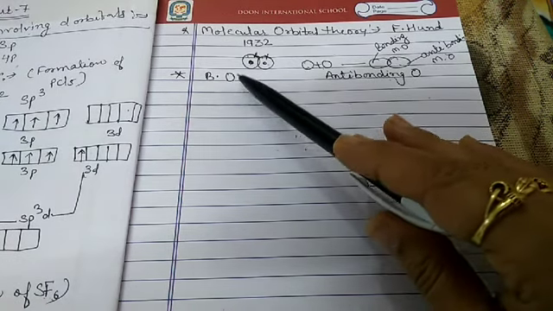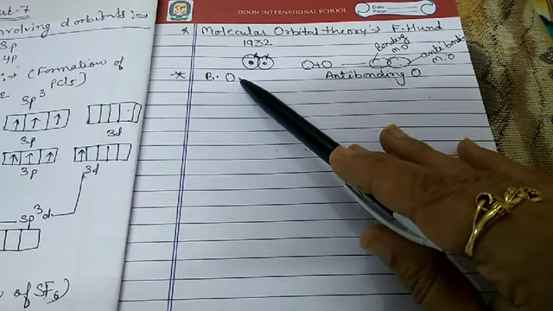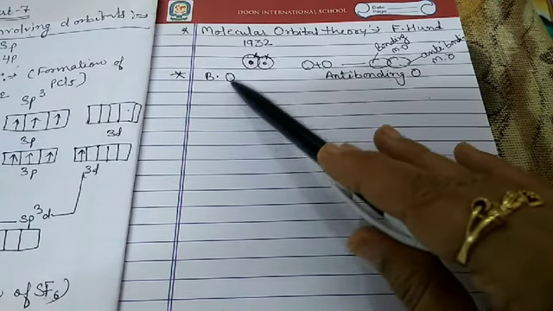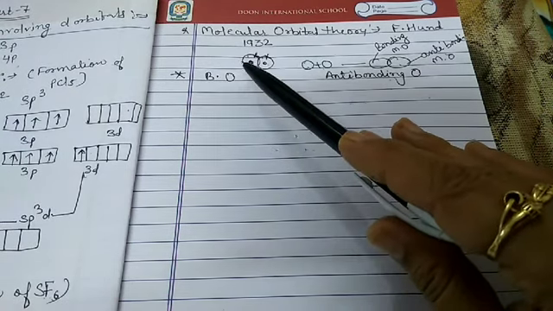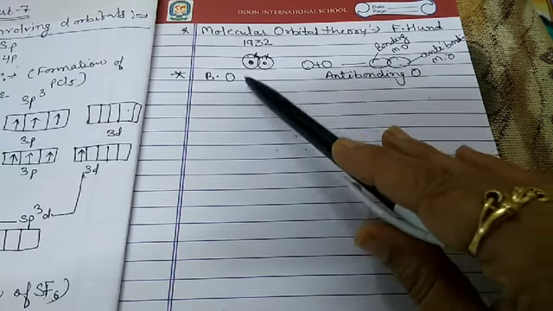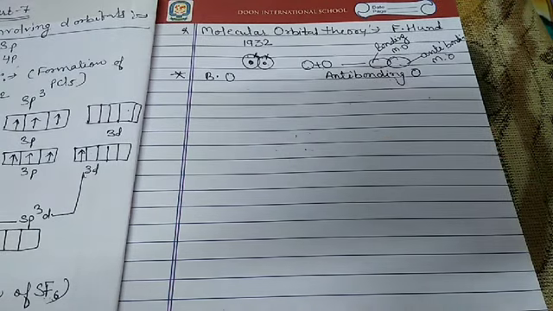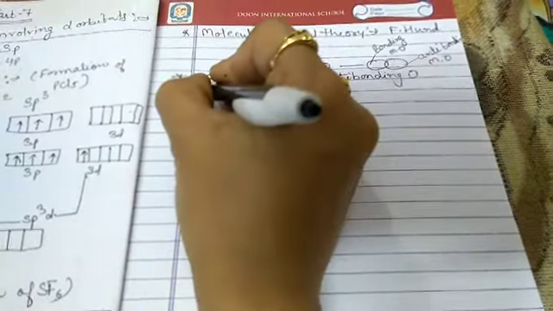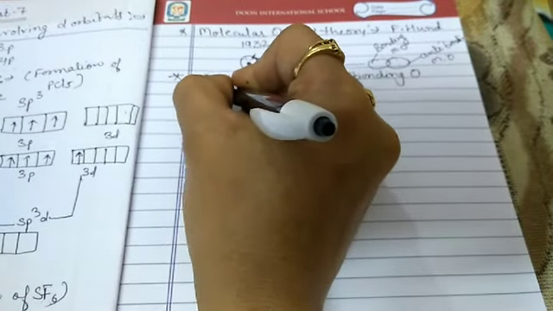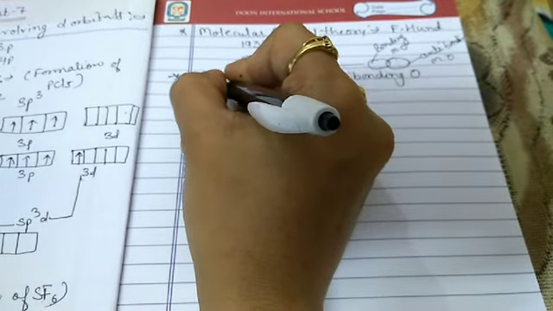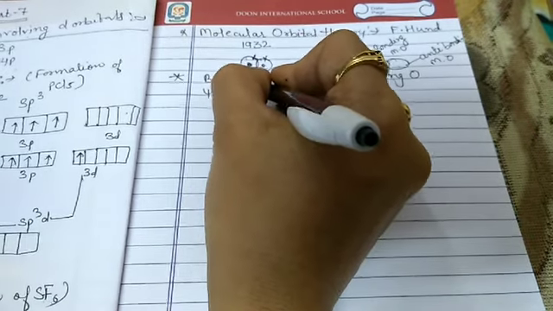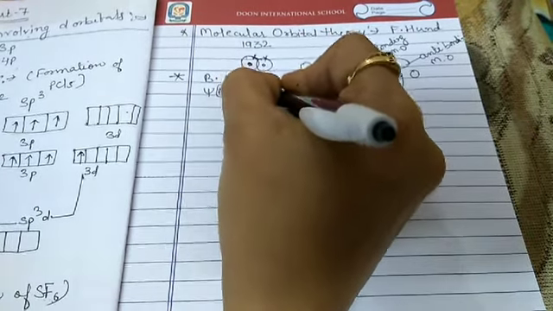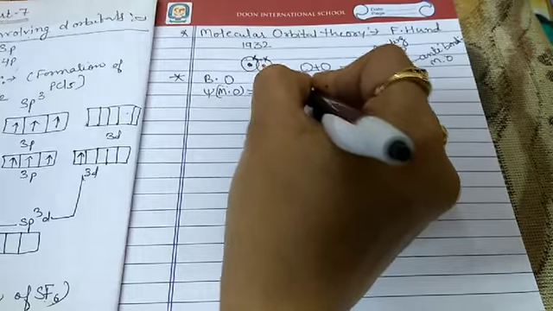Now the bonding molecular orbital is formed by the addition of overlapping of atomic orbitals. The wave function of the bonding orbital may be written as follows, this is for the wave function of the molecular orbital. So the bonding orbital is formed. For example, we have two orbitals, this one is A and this one is B.